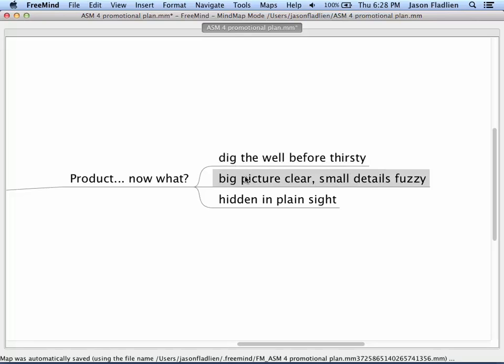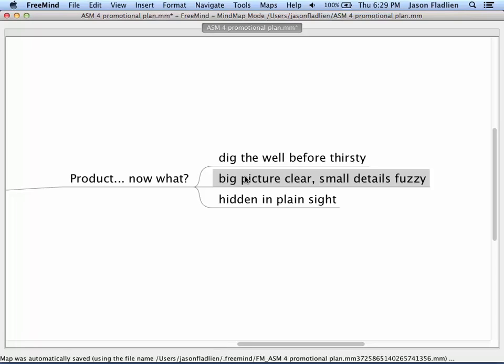The other one is big picture clear, small details fuzzy. So the main purpose of this video as of today is I want to give you the big picture and make it clearer to you. I do not want to make all the small details clear to you, because if we get into details about everything, you're going to be bogged down. It's not going to actually be beneficial to you, most likely. So it's good to be big picture clear, small details fuzzy.